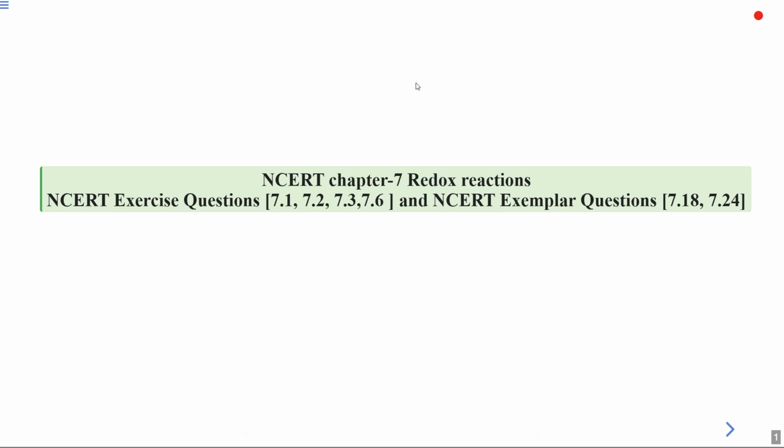So good evening students. In today's lecture, we will study NCERT Chapter 7 exercise questions and NCERT Exemplar questions. In exercise questions, we will be covering 7.1, 7.2, 7.3 and 7.6. From Exemplar, we will be covering 7.18 and 7.24.